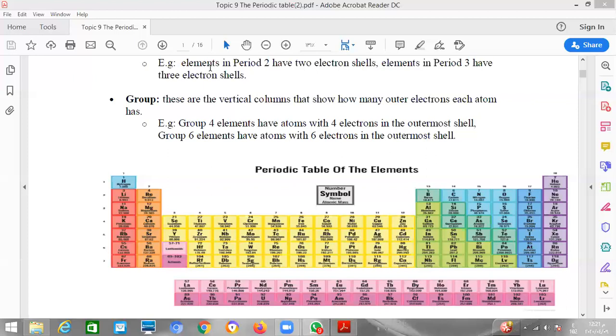In topic number 9, the periodic table, we will study the following: group number 1, group number 7, group number 8, and the transition elements. Group number 1 includes lithium, sodium, potassium, rubidium, cesium, and francium. Then we will study group number 7, which is called halogens, then noble gases and the transition elements.